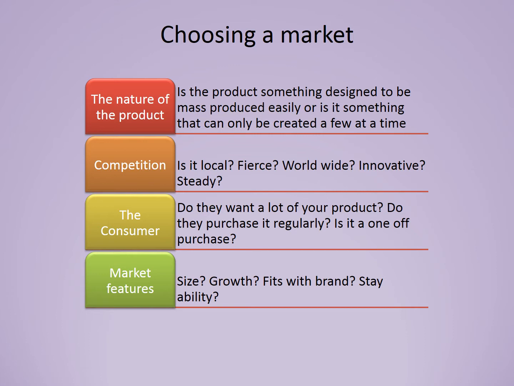So when you're trying to decide, well, where am I actually going to go? You need to first of all look at the nature of your product. Is the product something designed to be mass produced? Is it something that you're going to make a lot of? Is it easy to make? Or is it something that can only be created maybe a few or even just one at a time?